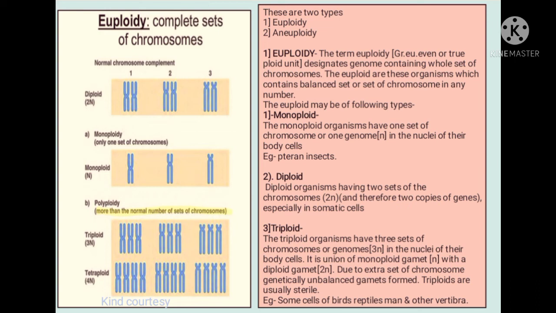It is the union of a monoploid gamete with a diploid gamete. Due to the extra set of chromosomes, genetically unbalanced gametes are formed. The triploids are usually sterile. For example, some cells of birds, reptiles, man, and other vertebrates.